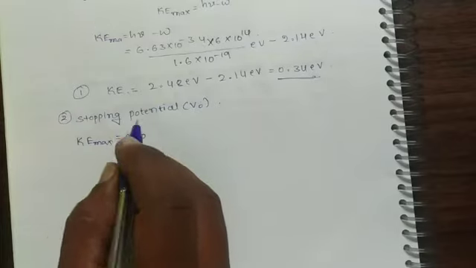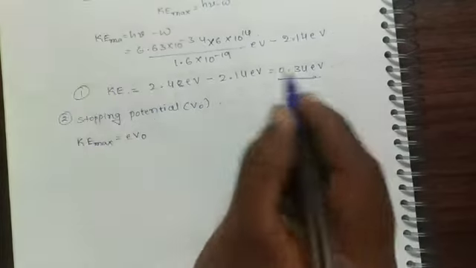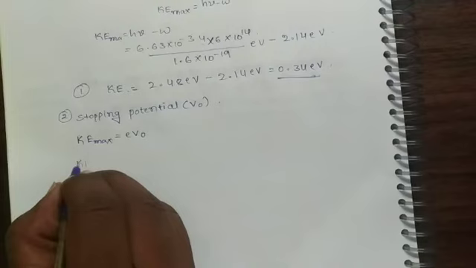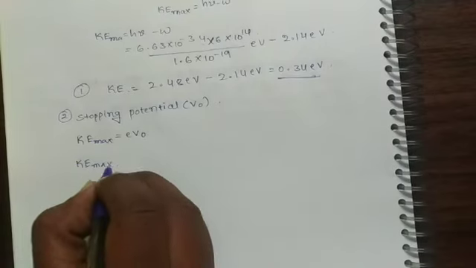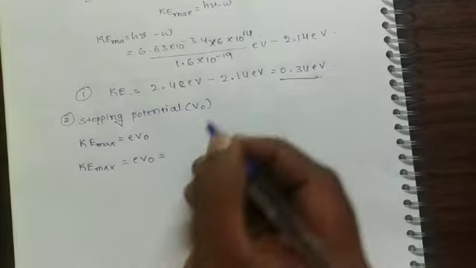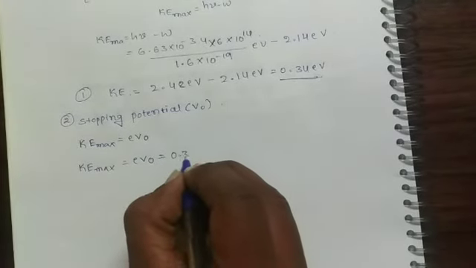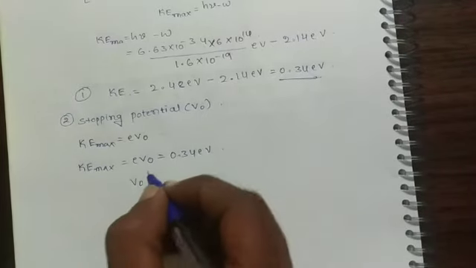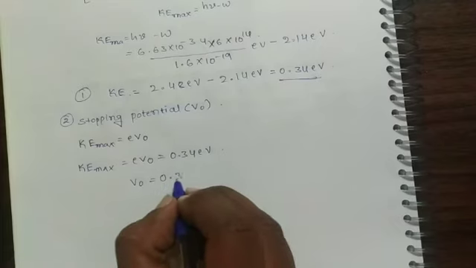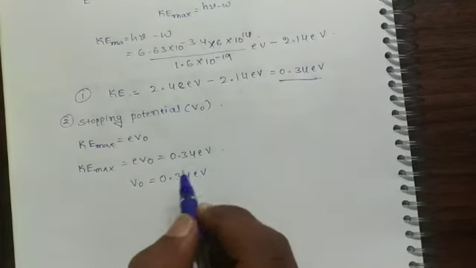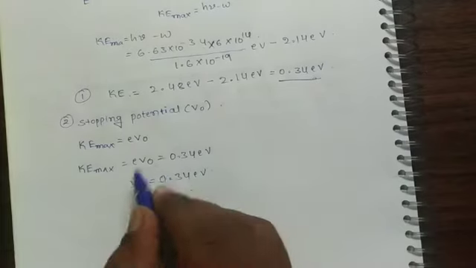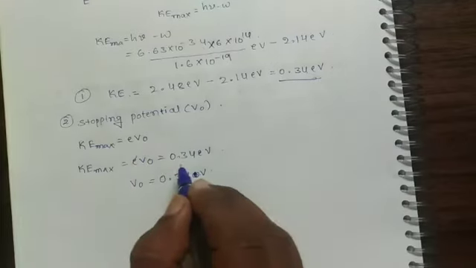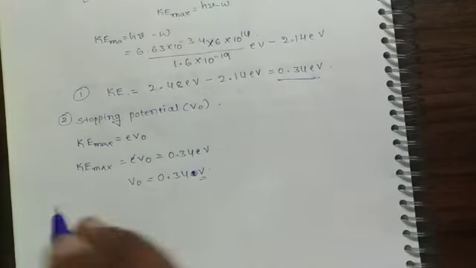We know the value of kinetic energy, we already found it. So the maximum kinetic energy is equal to eV naught, and the kinetic energy value is 0.34 electron volt. It means V naught is equal to 0.34 electron volt, because the e cancels. So V naught is equal to 0.34 volt.